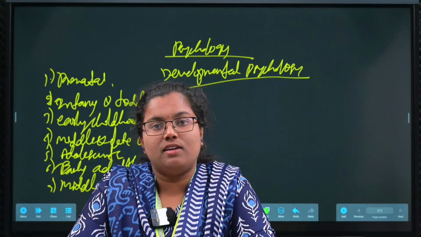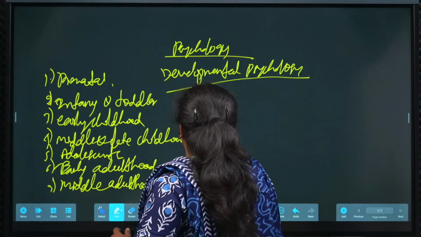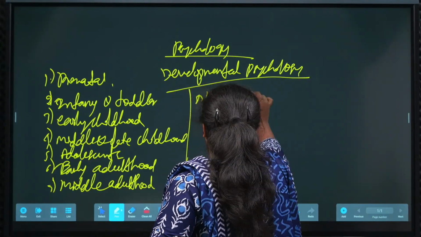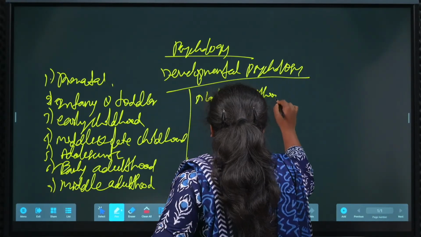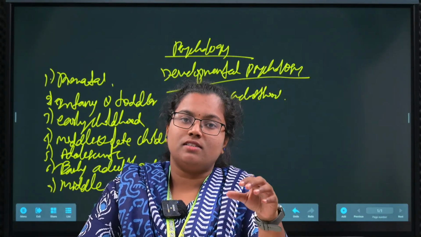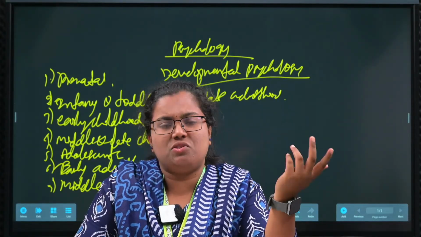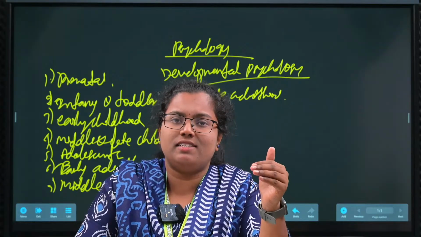And the last one is late adulthood. It will start from 60 years and above, so 60 years, 65 years, 70 years, above 60 years.